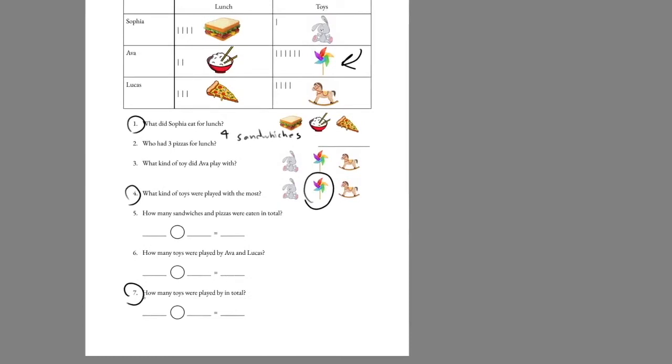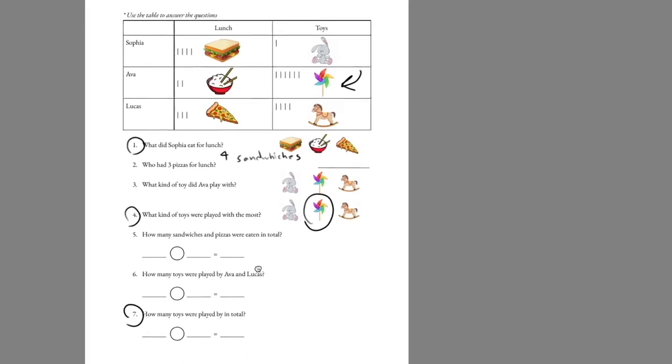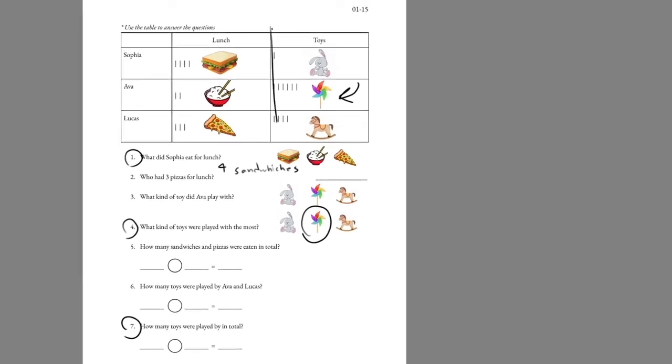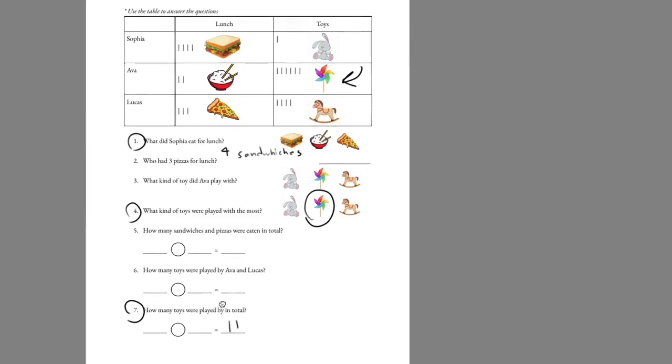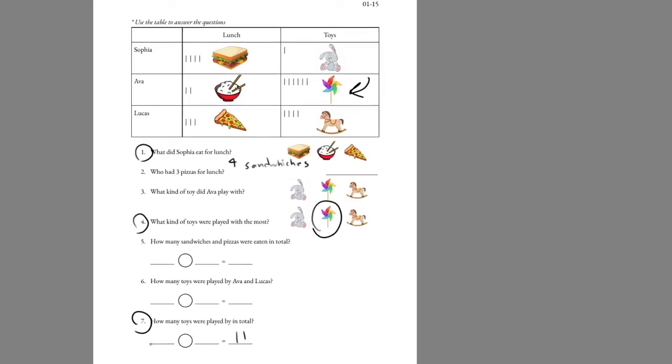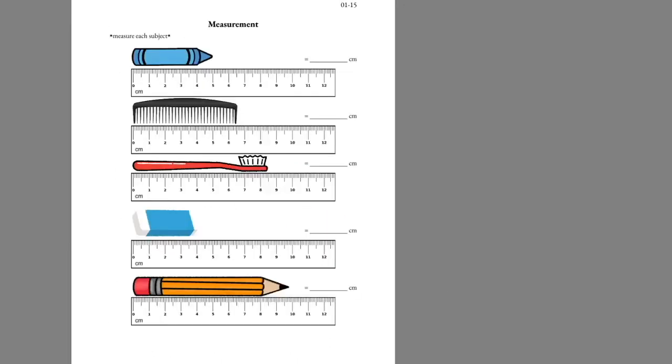Now question 7 is how many toys were played by in total? Now this is simply just adding the number of tallies here. So you have 1 tally, you have 6 tallies, which is 7 tallies, and then 4 tallies here, which added to 7 tallies is 11 tallies. So we simply just do a little bit of math, just 1 plus 6, or excuse me, 10, and we get our answer 11. Let's move on to page 3.